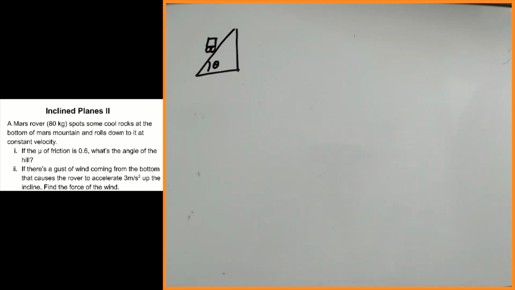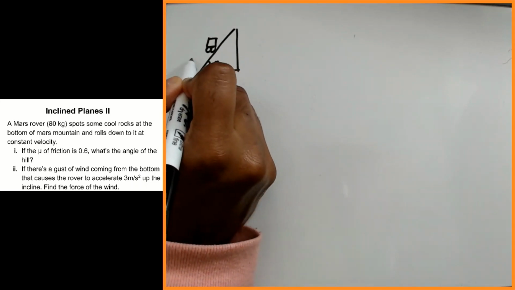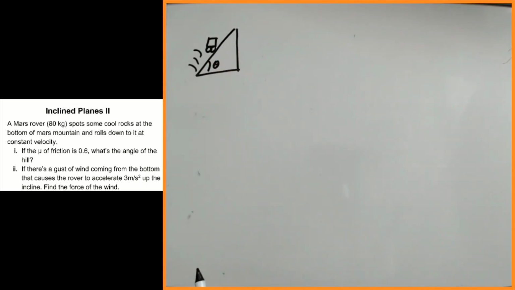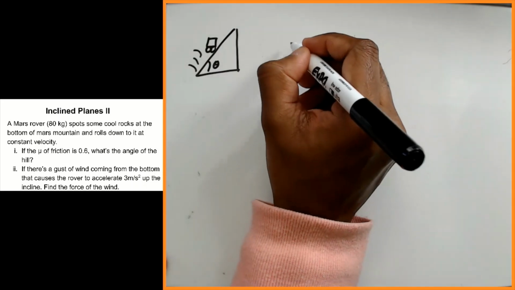It says, if there's a gust of wind coming from the bottom that causes the rover to accelerate 3 meters per second up the incline, find the force of the wind. So the diagram will look pretty much the same. Let's just draw some wind. That looks like wind. And now let's draw the free body diagram.